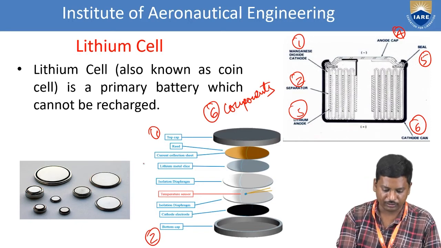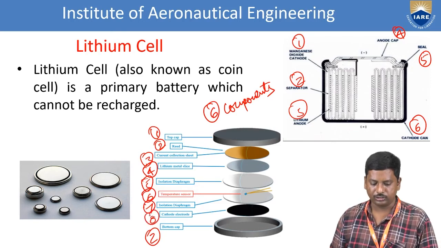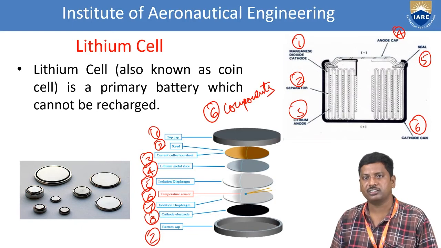The second is the readout device, the third is the current collection sheet, the fourth is the lithium metal slice, the fifth is the isolation diaphragm, the sixth is the temperature sensor, the seventh is the isolation diaphragm, and the eighth is the cathodic electrode. So these 8 components are very important. Out of the 8 components, the temperature sensor is the most important. Why? Because the chemical reactions also affect the temperature, which is very important for lithium cells.